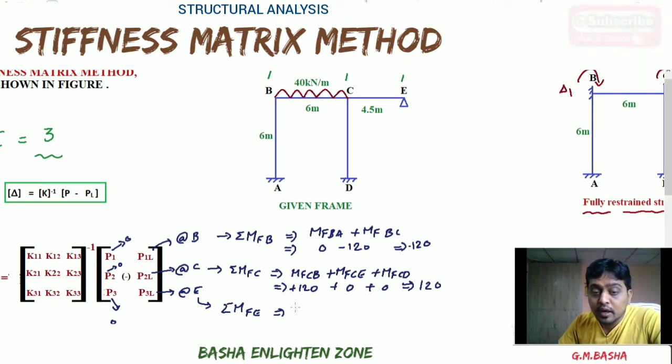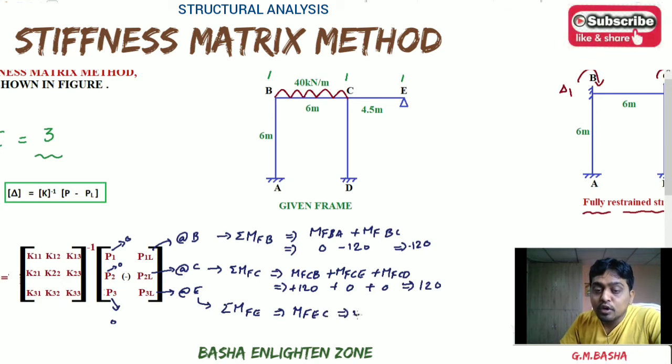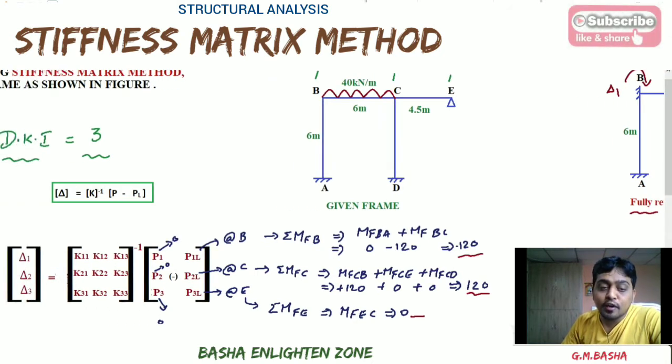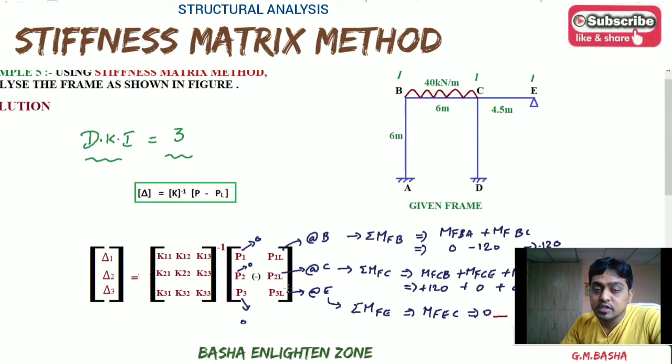So there will be only one fixed moment, at position EC. That one will be equal to 0. It means your P1L will be equal to minus 120 kilonewton meter. Similarly, P2L will be equal to 120 and P3L will be equal to 0. And the external forces are 0, 0, 0. So already we found all these external forces and the forces due to the applied loads.